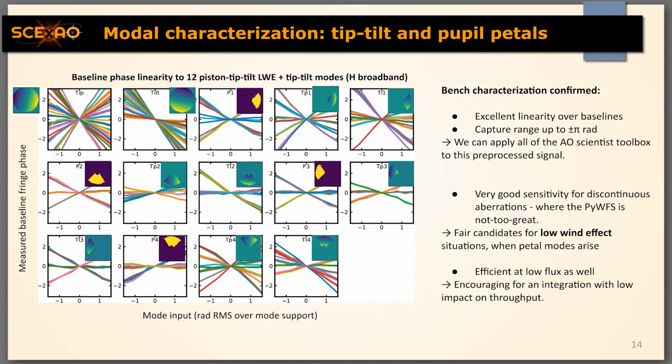So here are linearity curves for tip tilt and a low wind effect pedaling basis. And we were happy: every single curve is the phase in radians over one of the 28 baselines of the 9-hole mask. We're happy to see that the capture range before any wraps occur was consistently when one of the baselines reaches plus or minus pi of phase, and that the linearity, besides distortion effects at the edge of the pupil, was excellent compared to other things we experimented with.